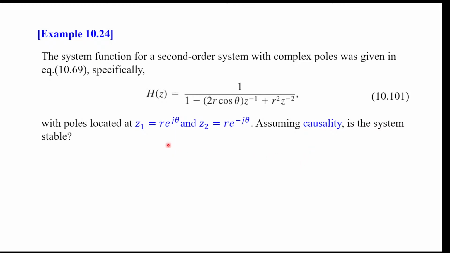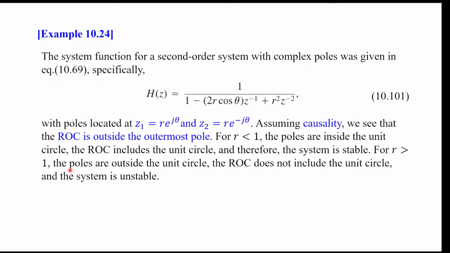So we have 2 poles here, and now we have a rational function of z, and assuming causality, is the system stable? Who thinks this is stable, raise your hand. Not stable, raise your hand. Maybe, raise your hand. I guess this is a trick question, so I'll just say the result.